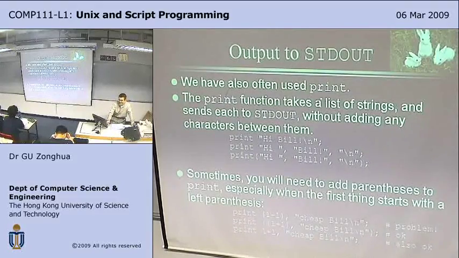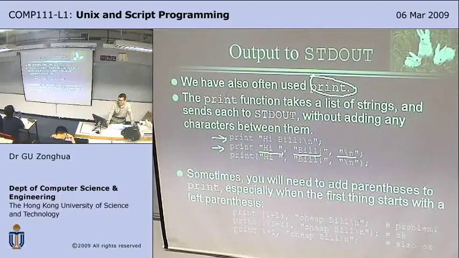Output to stdout, you already saw we can use print. So print takes a list of strings and sends each one to stdout without adding any characters in between. So this one prints hi bill, this one prints hi string followed by bill followed by a newline, without anything in between. That is, it concatenates two strings.